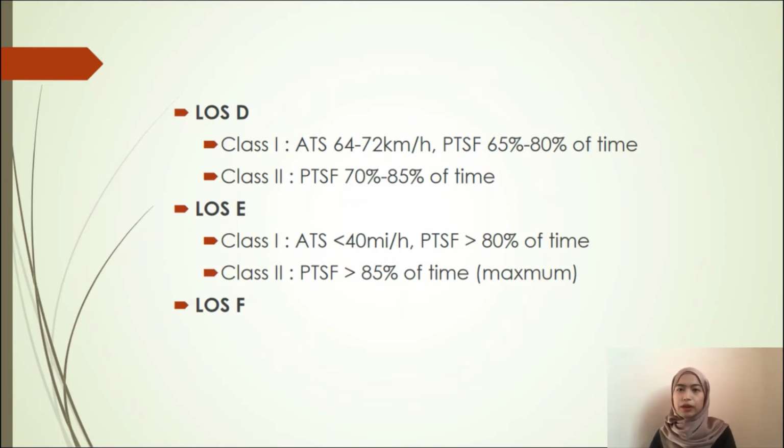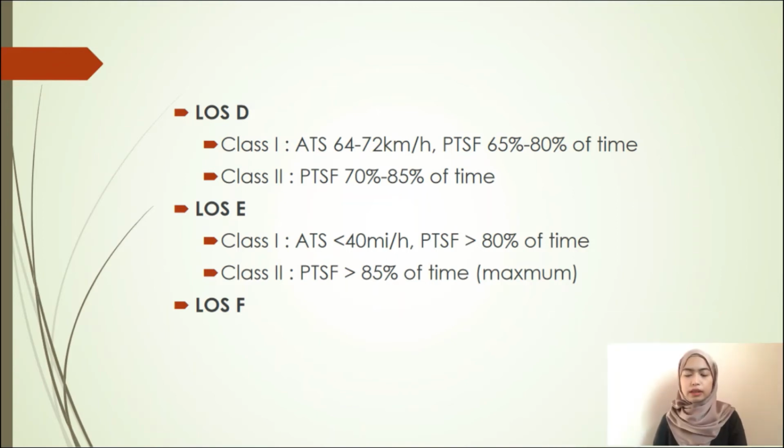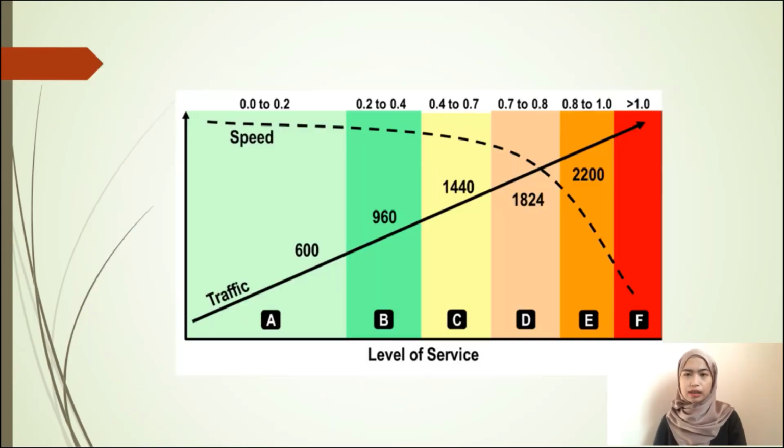And lastly, for level of service F, traffic is congested with demand exceeding capacity. Volumes are lower than capacity and speeds are variable. In conclusion, it can be said that level of service A is the highest quality service with low traffic volume and high speed, while the level of service F has the highest traffic volume with the lowest speed.